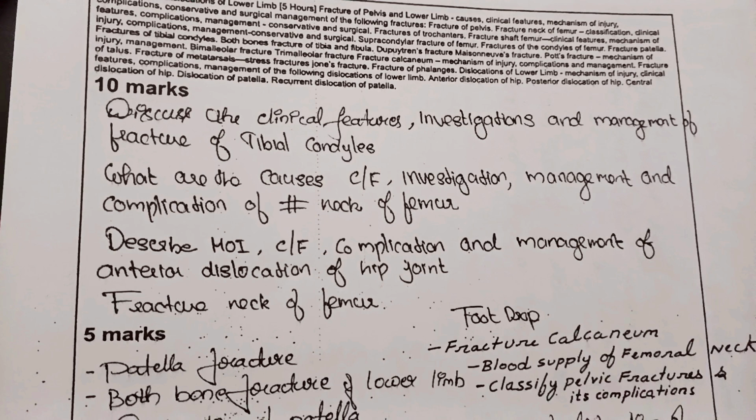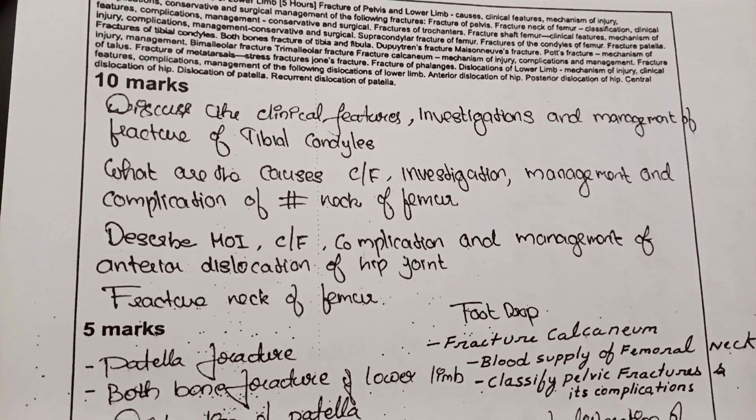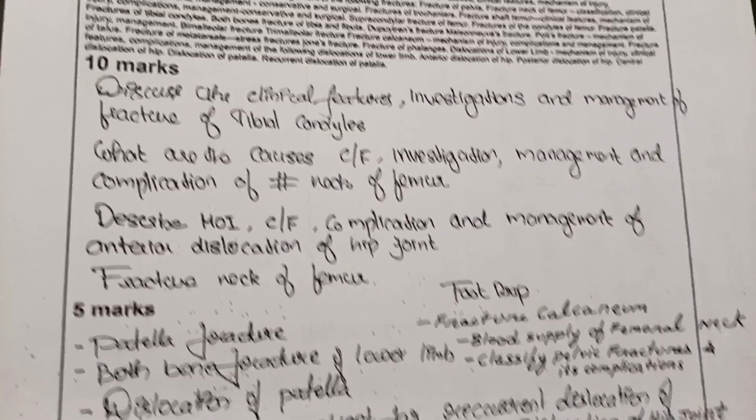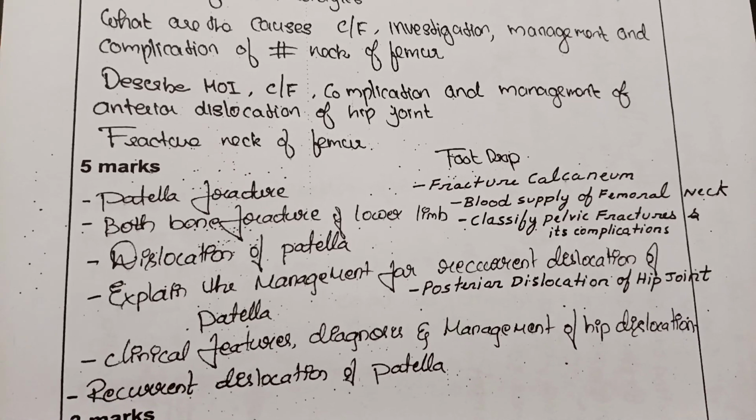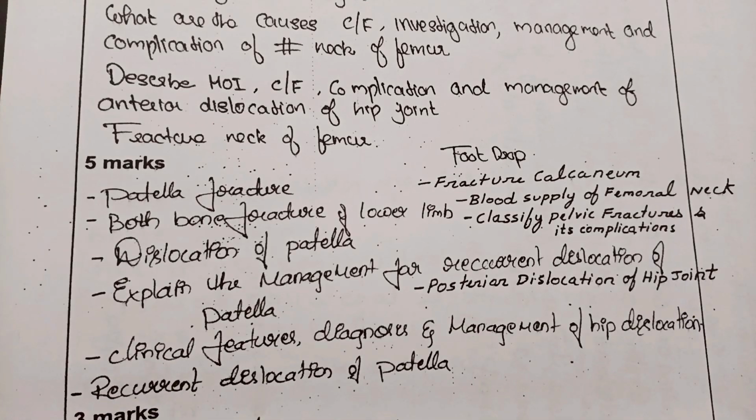Third one, discuss mechanism of injury, clinical features, complications, and management of anterior dislocation of hip joint. Next one, fracture of neck of femur. Now coming to the important 5 mark questions. First one, patellar fracture, both bone fracture of lower limb, dislocation of patella.